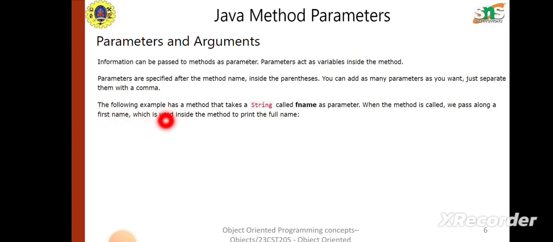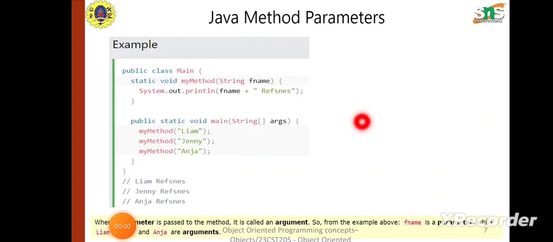The following example has a method that takes a string called fname as parameter. When the method is called, we pass along a first name. So this is the example for a method with a single parameter. So this is my user defined method. I have used only a single parameter which is fname. Inside that method I have just given a statement: fname plus " Refsnes".